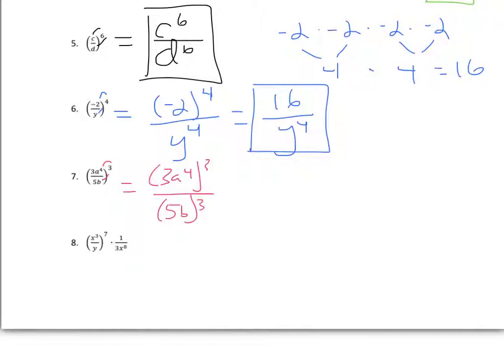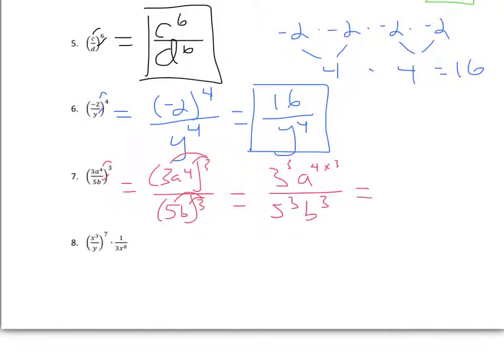Okay, so now we need to do our power to a power rule, from last section. So we take this 3, and we need to remember to distribute it to both the 3 and the a to the 4th. And distribute this 3 to both the 5 and the b. When we work that out, we're going to get 3 to the 3rd times a to the 4 times 3. Remember, power to a power, you multiply the exponents, so 4 times 3 up on top there. And on bottom, we've got 5 to the 3rd, b to the 3rd.